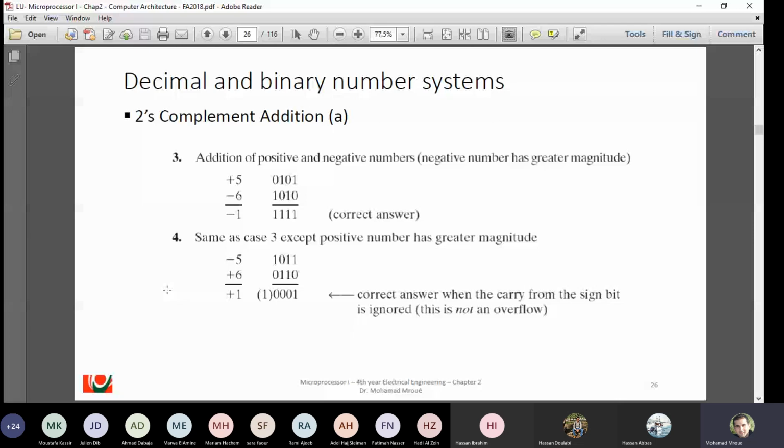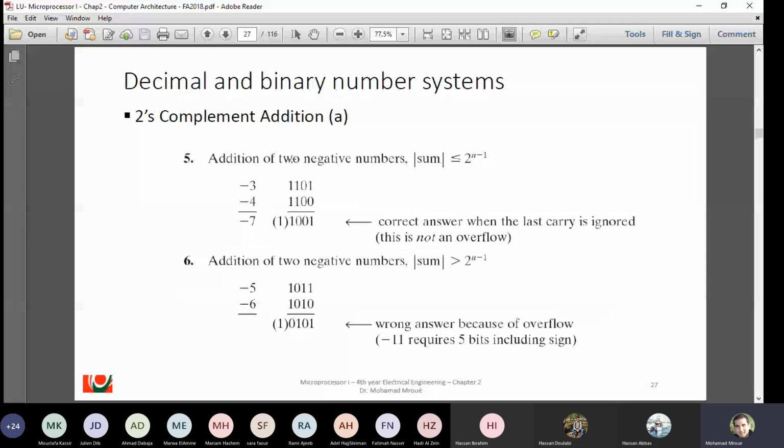So here we are adding two negative numbers and we got a negative number, so the last carry is ignored also. We have minus 5, minus 6. Here we are adding two negative numbers and we got a positive number. We got 0, 1, 0, 1, which is plus 5, so we got a positive number, so the answer is wrong, okay?